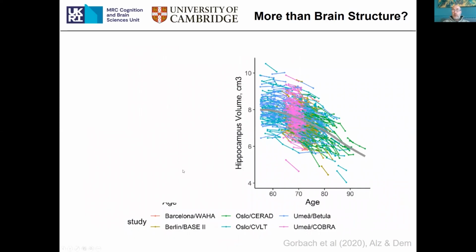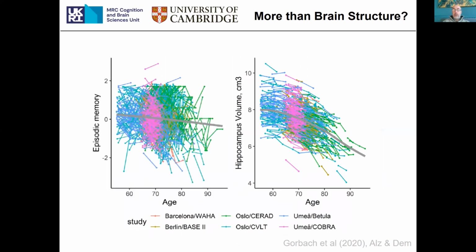Here's now longitudinal data. So these lines join the same person, lots of different people, and 2 observations on the same person. This is the volume of the hippocampus, which is a structure known to be important for memory. On the left is the same people, but now we're measuring their memory ability. And you can see there's a pretty uniform decline in hippocampal volume on the right. On the left, there are some individuals who show quite a dramatic decline in their memory in their old age. There's others who appear to maintain this.